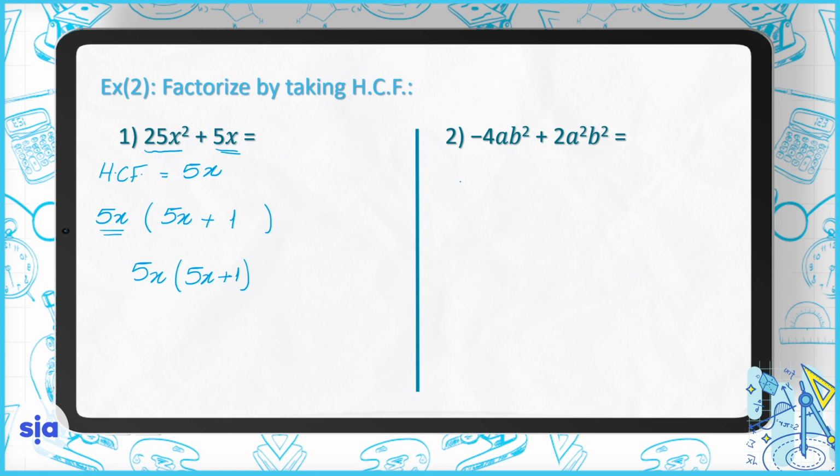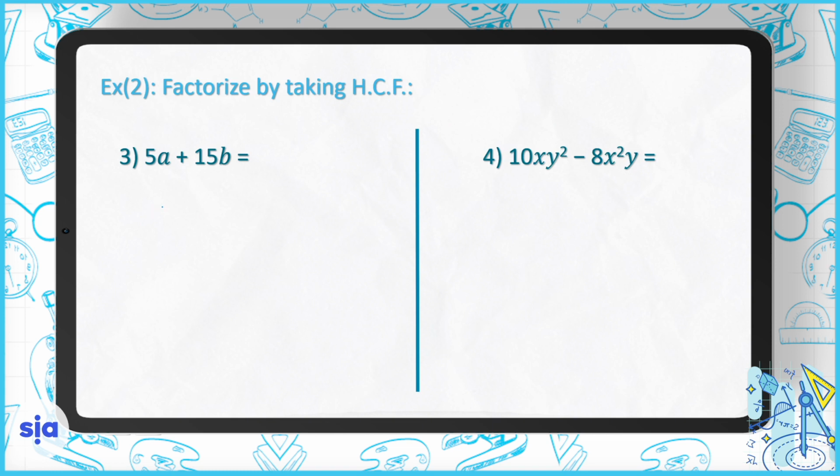Question 2. What is the HCF between the negative 4ab squared plus 2a squared b squared? So the HCF here is 2ab squared. Then we're going to open a bracket, divide every term by this HCF. So we'll have here negative 2 plus a.